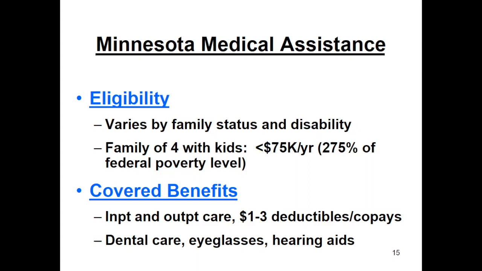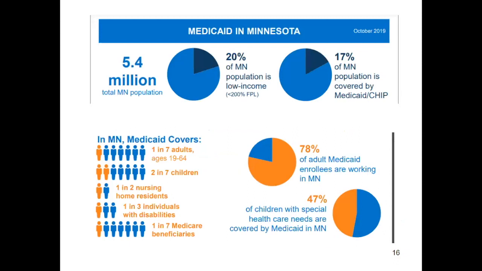In terms of covered benefits in Minnesota, this is similar also in other states. It covers all inpatient and outpatient care. The deductibles and copays are generally $1 to $3. So it's much different than you would see in Medicare or in private insurance. The covered benefits also include eye care, eyeglasses, dental care, hearing aids. Again, those are not generally covered by Medicare, and those are differentially covered in private insurance depending on what type of policy you take out.